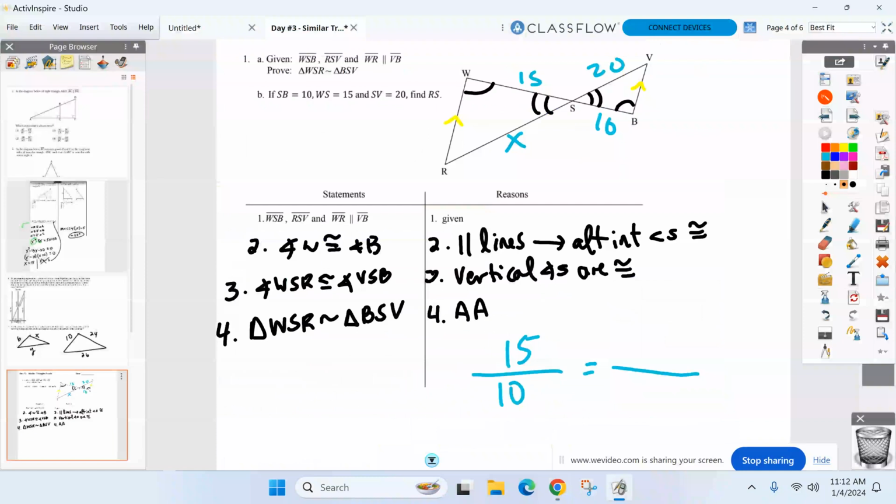Some of you may go 15 and X right away and then match them up. Fine. As long as we're cross multiplying the same thing, right? So if I go 15, I got to go X, and on the bottom there, I got to go 20. I don't care if you said your proportion different than me, as long as we're cross multiplying the same thing.